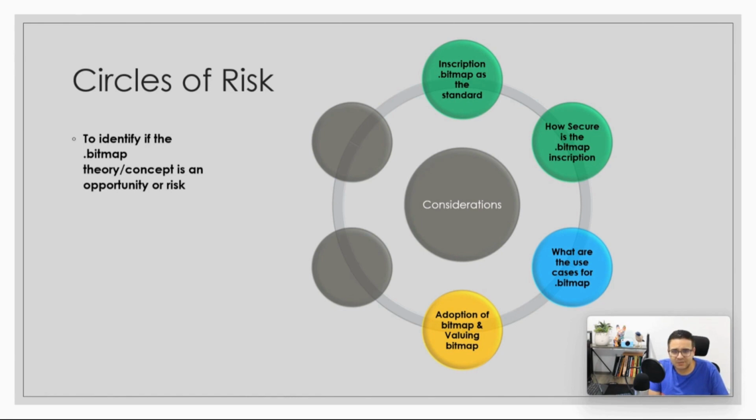Just as a recap, we have reviewed: 1, Bitmap as the standard; 2, how secure were the inscriptions that we've done for securing our blocks; and lastly, what are the potential use cases for Bitmap? Today we're going to be looking at the adoption curve, as well as what the potential value of Bitmap could be today, perhaps, or in the short term.